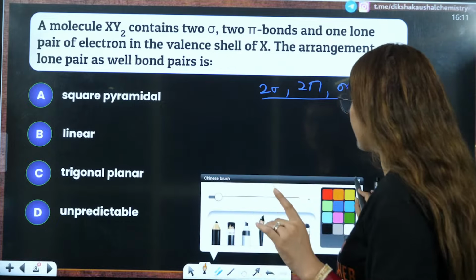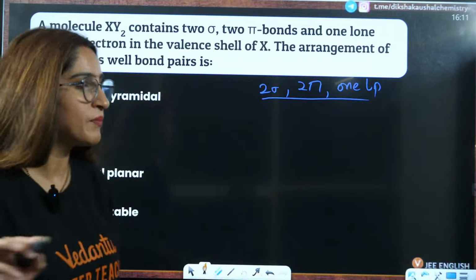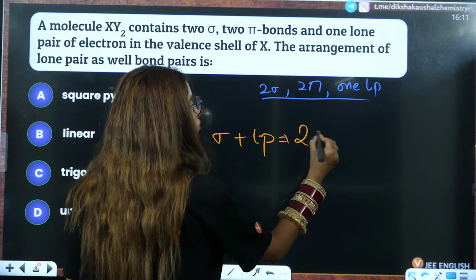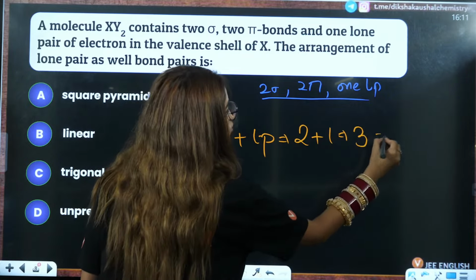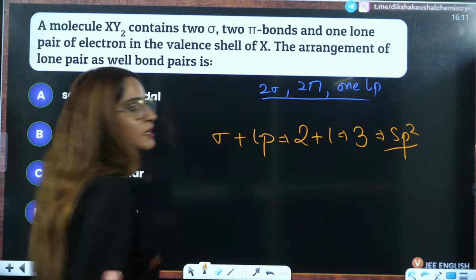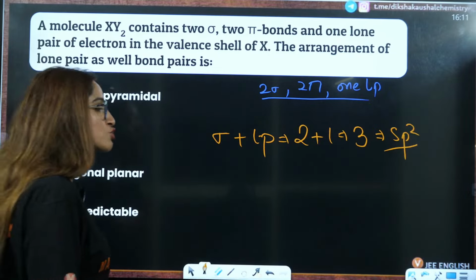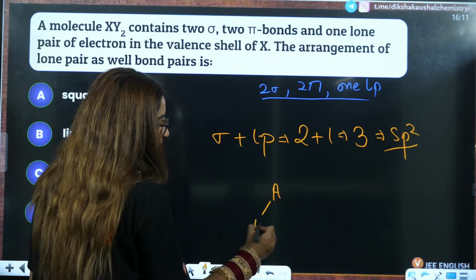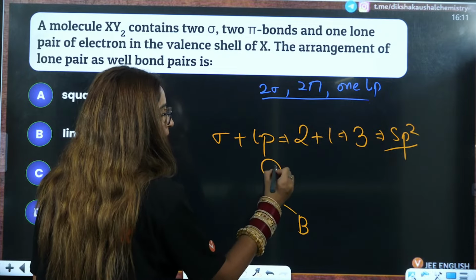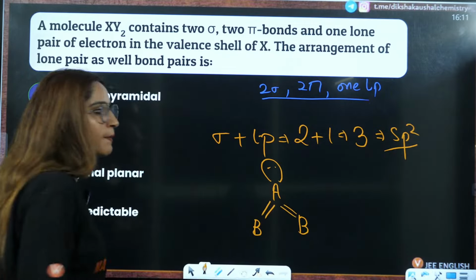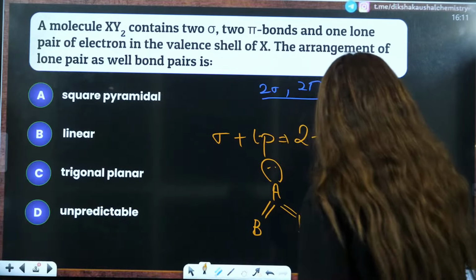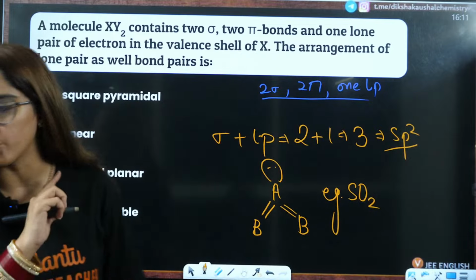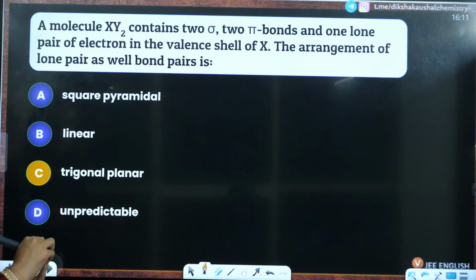So first you have to find the hybridization here. Hybridization is number of sigma plus lone pair. Sigma is 2, lone pair is 1, so it corresponds to 3, that is sp2, right? So sp2 corresponds to trigonal planar. So the answer will be, let's say A, B, B, with 1 lone pair here and 2 pi bonds present. It has a shape like SO2. An example is SO2, right? Trigonal planar.